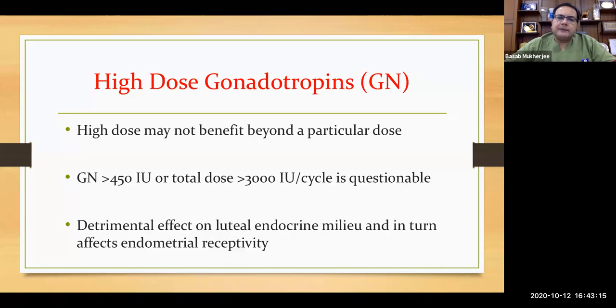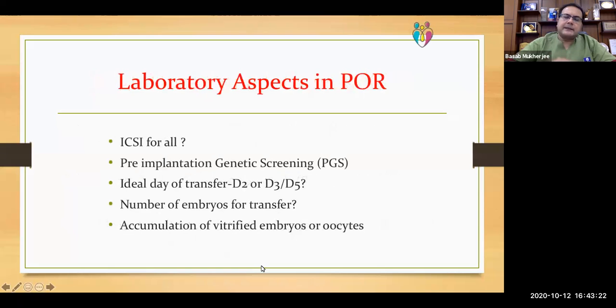So there is a detrimental effect on the luteal endocrine milieu, and in turn it affects endometrial receptivity. You just cannot keep on increasing the gonadotropin dose. The other lab aspects in poor ovarian reserve: whether we should do ICSI for all patients. The reason they're talking about that is to reduce the risk of fertilization failure. Fertilization failure can be reduced if you do ICSI, and whether that will make a difference is something we'll talk about. Pre-implantation genetic screening to screen the oocytes, because you have a higher chance of aneuploidy.